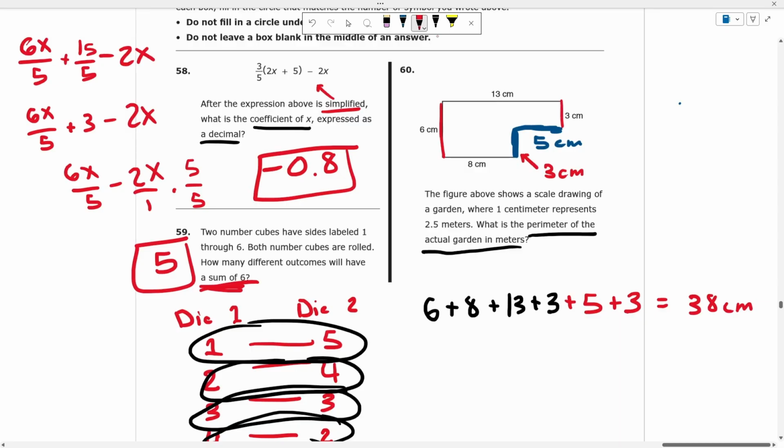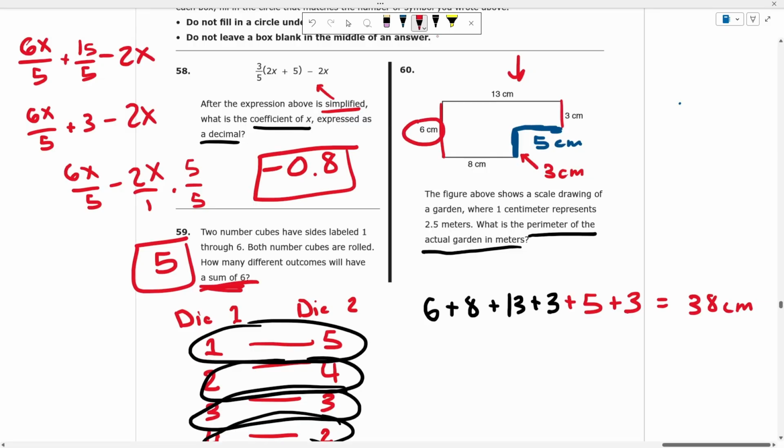Why? Because we have a scale here. This is supposed to represent an actual garden, right? No one's garden is going to be 6 centimeters long. That's way too small, right? But at the same time, you can't draw the actual size of the garden on a piece of paper because the piece of paper is too small. So what we do here is we apply a scale.